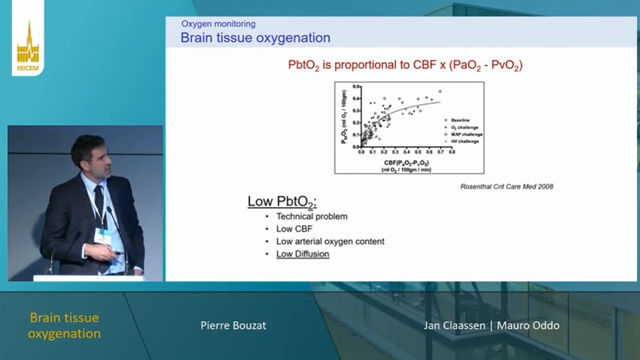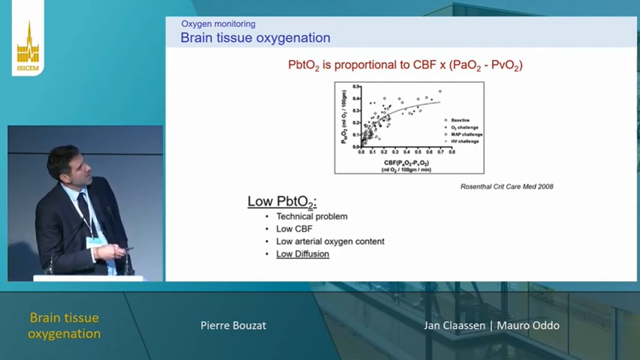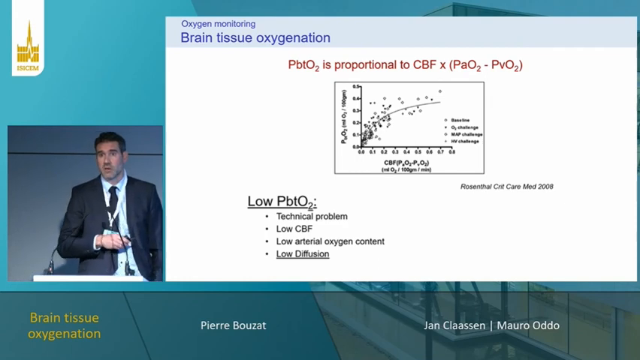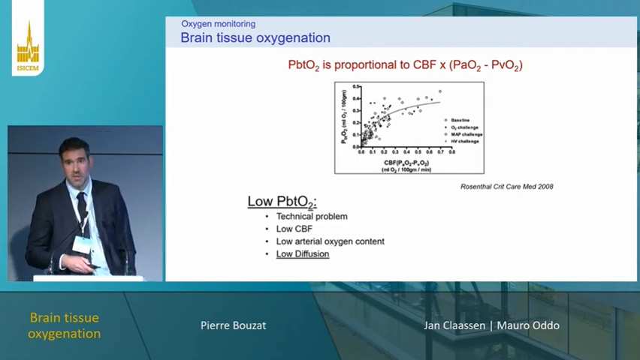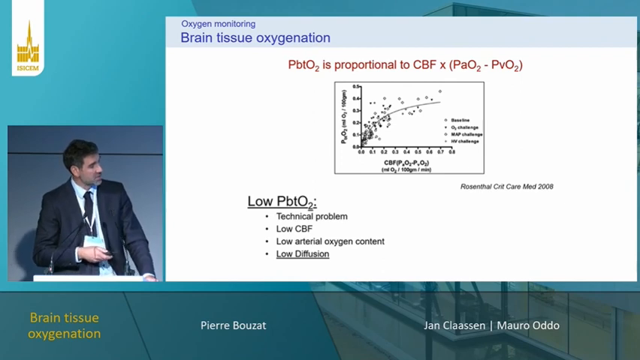Probably the best relationship was found by Rosenthal et al. 20 years ago. You can see that PbTO2 during different challenges was proportional to the product of CBF times the arteriovenous oxygen tension difference. It means when you have a low PbTO2, you may have a technical problem, the probe doesn't work. You can have a low CBF. You can have a low arterial oxygen content, low PaO2, low hemoglobin concentration. But you can also have a low diffusion.